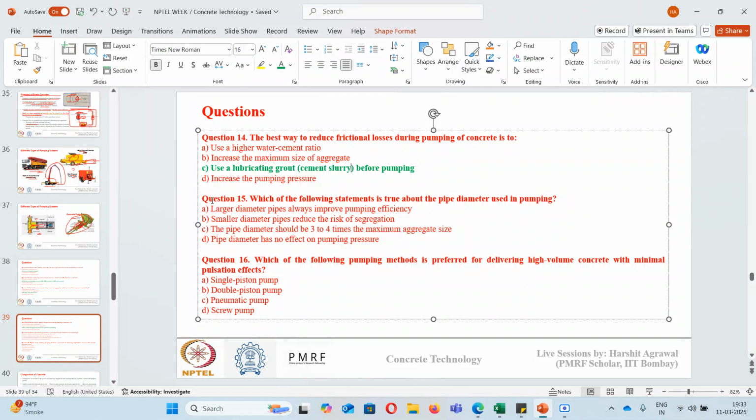Now, question number 15. Which of the following statements is true about the pipe diameter used in pumping?